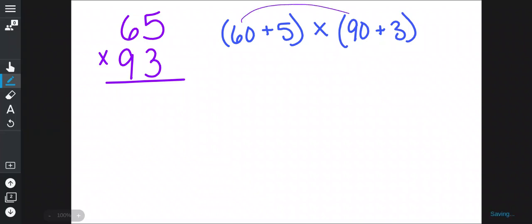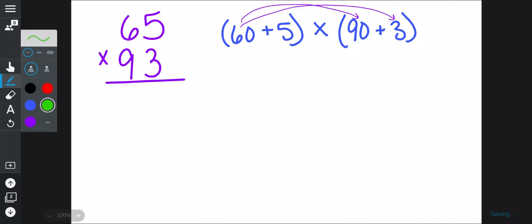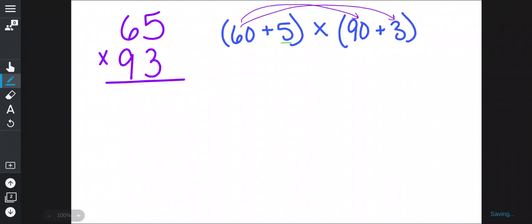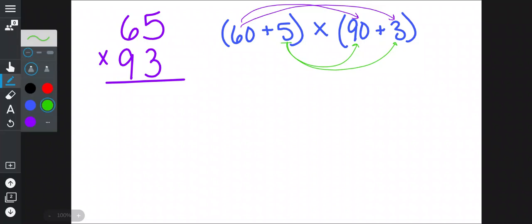So I'm going to do the biggest numbers first, my 60 times my 90, and then my 60 times my 3. I'm done with the 60, so I'm going to change colors. I'm going to move over to my 5. 5 times 90, and then 5 times 3. And now to rewrite my next line, I'm going to follow my arrows.